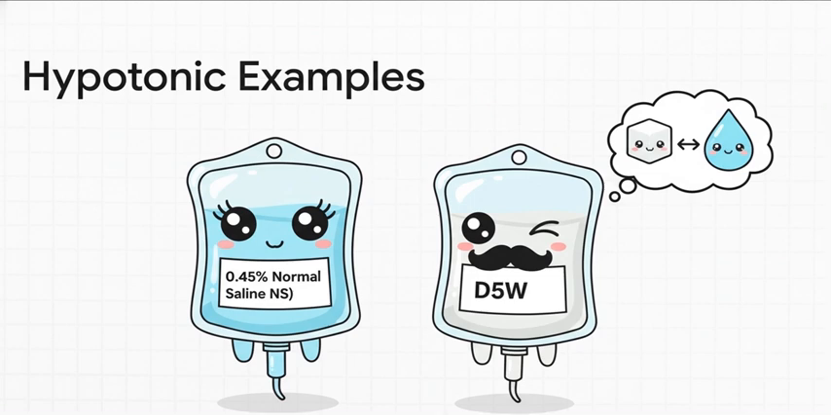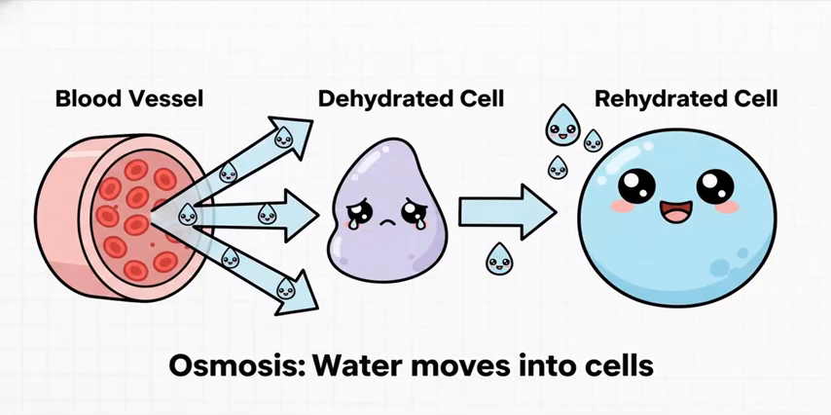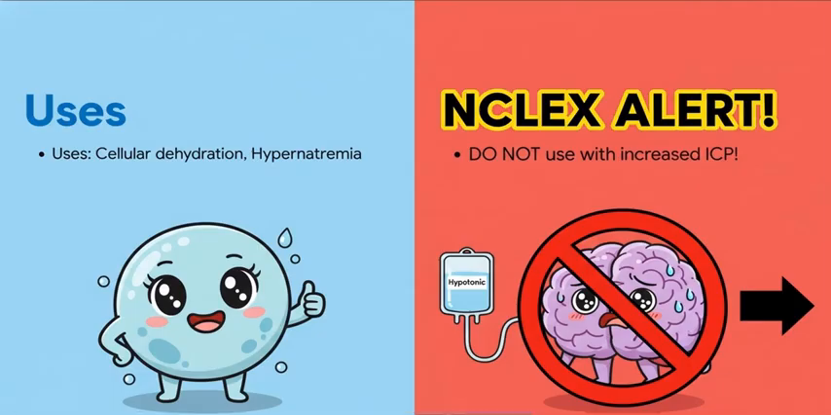That's a huge test point. So because these solutions are more dilute, water gets pulled out of the blood vessels and rushes into the body's cells to try and balance everything out. This is how we hydrate the cells themselves. This is awesome for treating things like hypernatremia, where high sodium levels have pulled water out of the cells.